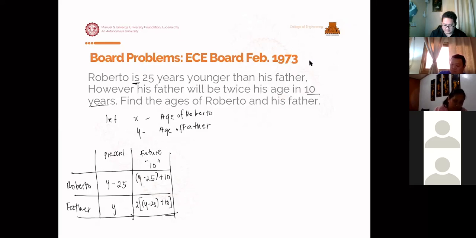So, paano natin makukuha ngayon yung equation?